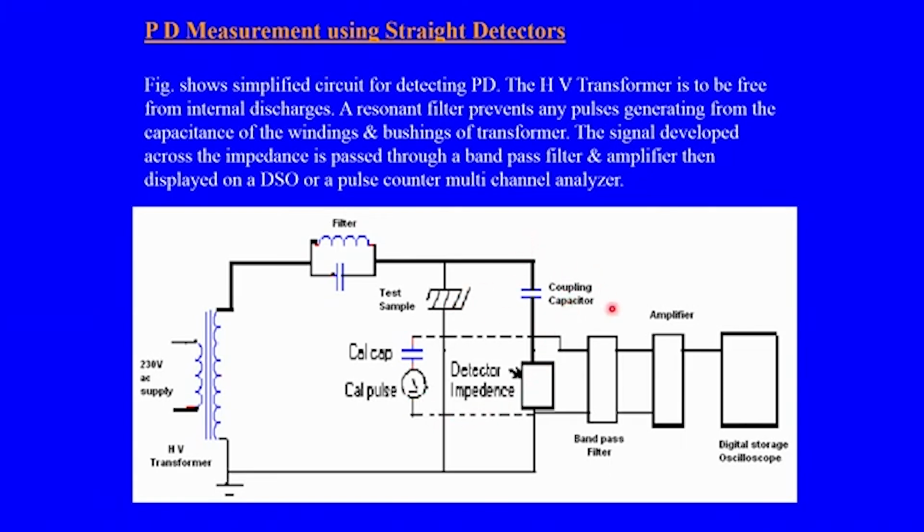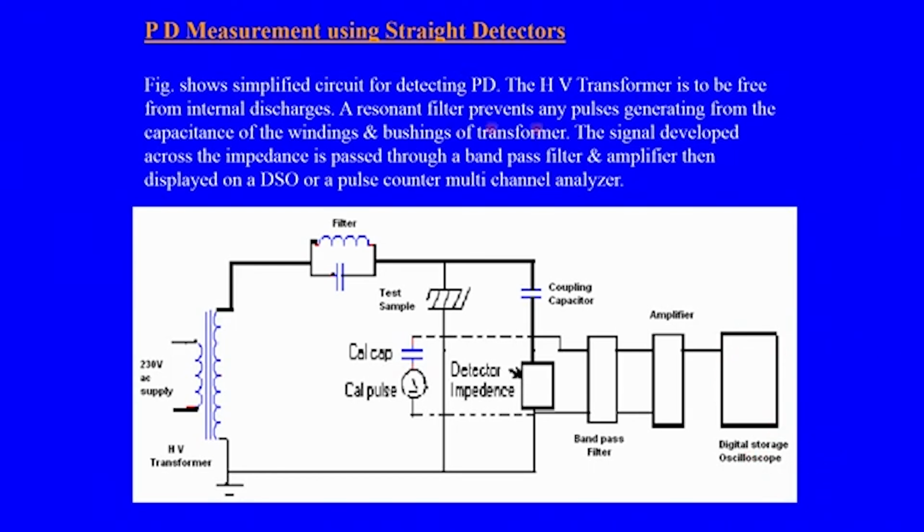This tries to see the discharges which are coming from the sample, which could be communicated through the detector impedance, and further from the detector impedance it is connected to the band pass filter. Again the signal is amplified and it is finally monitored in the digital storage oscilloscope.